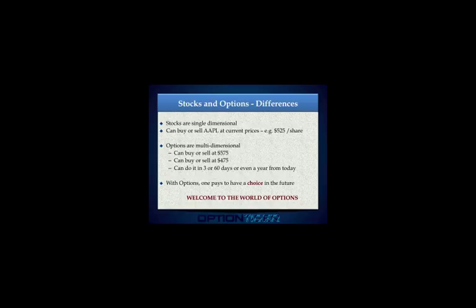In options, you can buy or sell an option at very different prices than what it's trading for. So to give you a simple example, if Apple was trading at a current price of $525 a share, this is the price at which you could either buy or sell a share of Apple today.